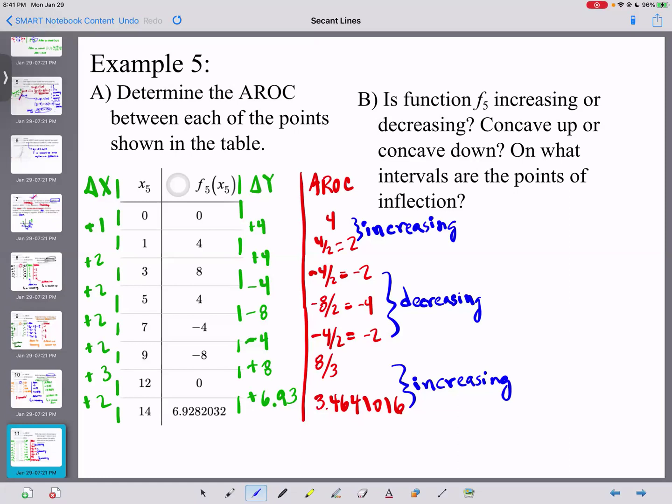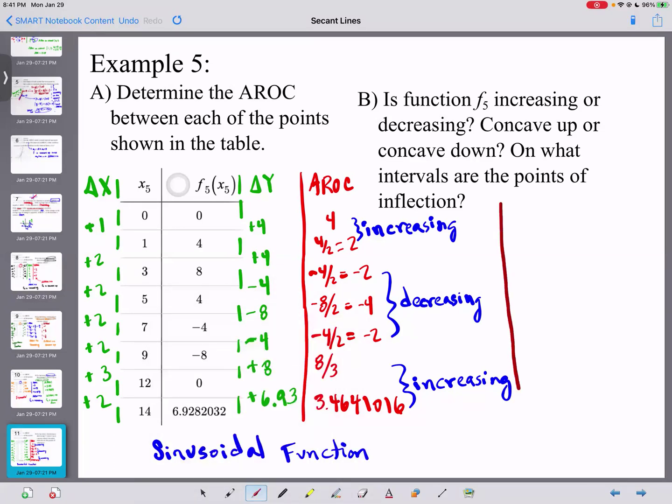Do you know what type of function sometimes increases, sometimes decreases, and on and on and on? What type of function does that? Sine. A sinusoidal. That means it could be a sine, it could be a cosine. This will be a sinusoidal function. Very good.